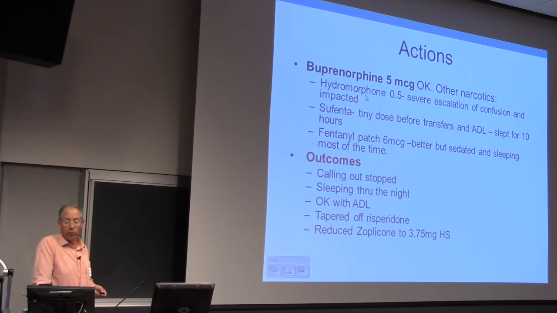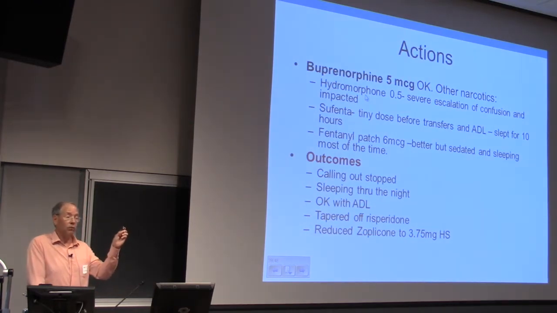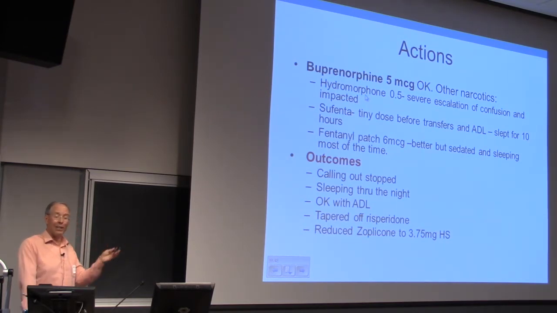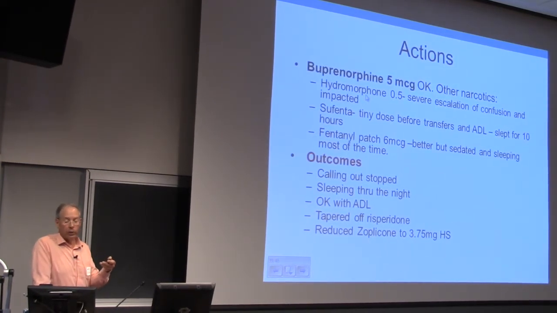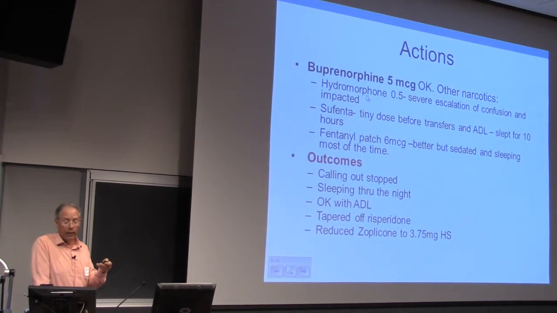Every other narcotic we tried with this lady was problematic. Hydromorphone caused worse confusion at 0.5 milligrams, and she became impacted with stool despite us trying to get ahead of it. We tried a tiny dose of Sufenta, which is very good for incident pain with ADL care. You give Sufenta sublingually. It works quickly and doesn't last as long. This lady slept for 10 hours after 2.5 micrograms of Sufenta, so that was a bust. We weren't going to try that one again. And with the fentanyl patch she was a lot better, even at 6 micrograms, but she was over-sedated and sleeping most of the time.